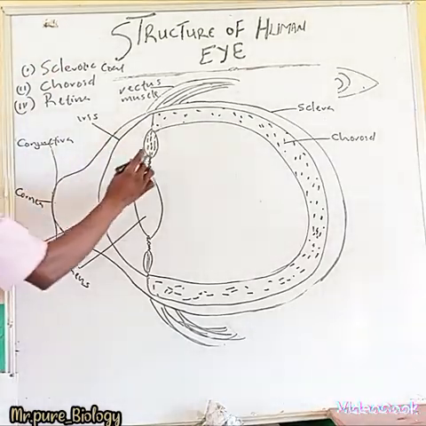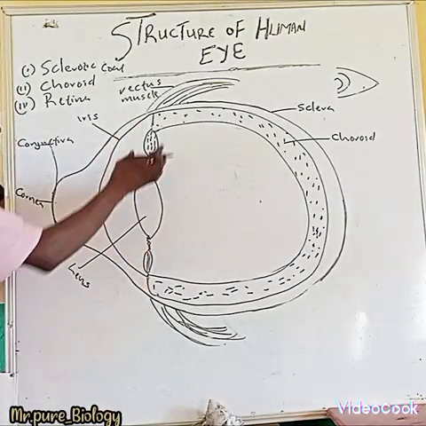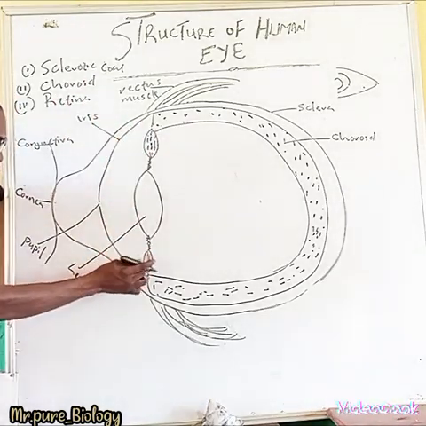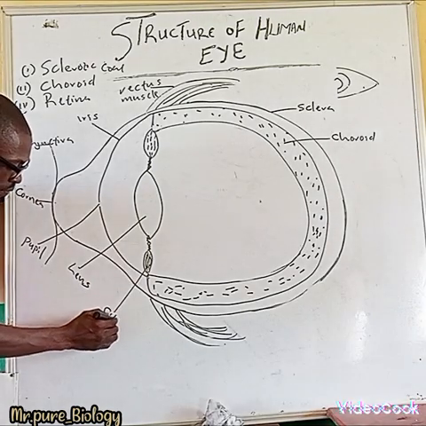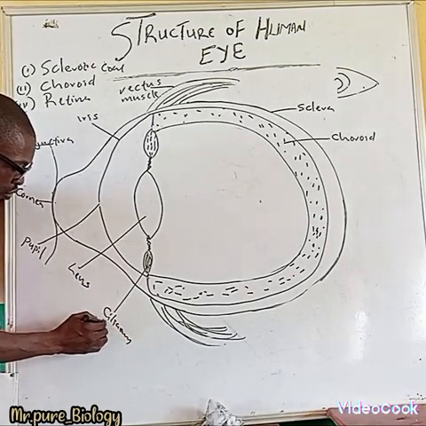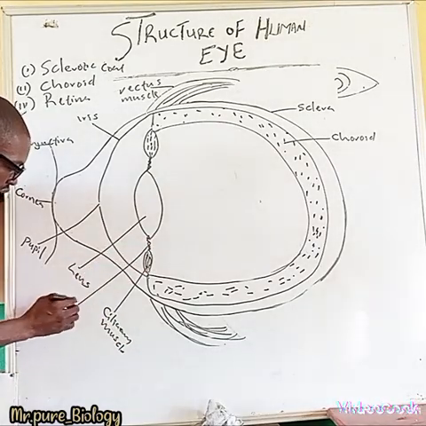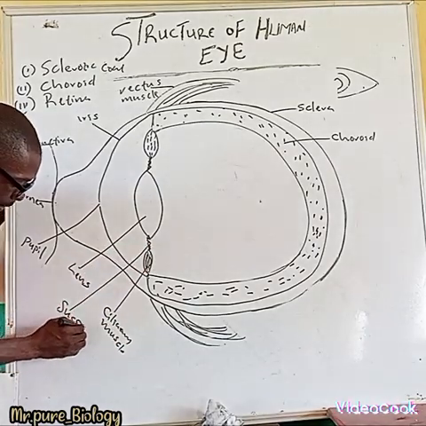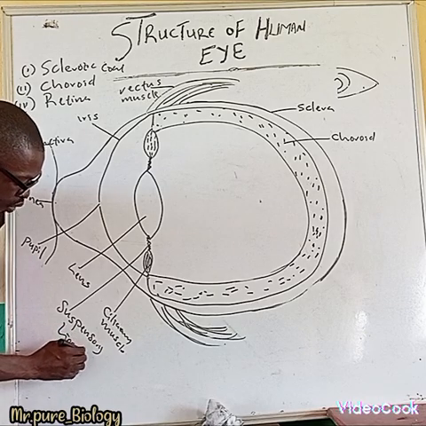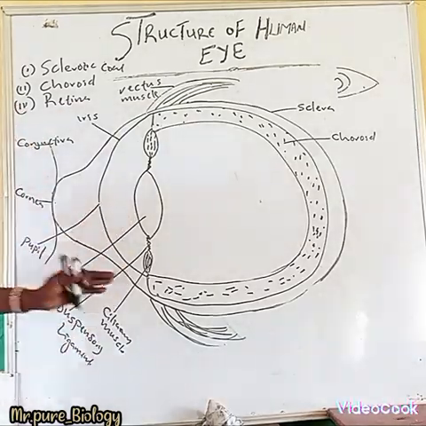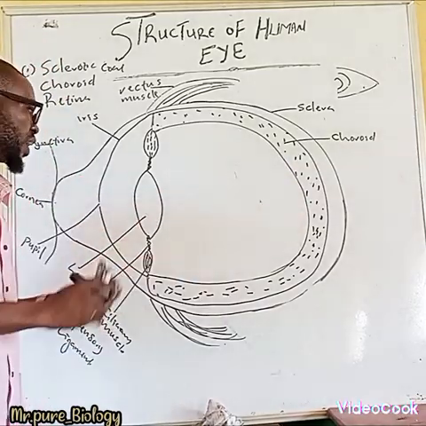Here we now have a suspensory ligament. So let's label it; we can label it here, or here. Because of space, let's use this one. We have a ciliary muscle. And here we have a suspensory ligament, the suspensory ligament that holds the lens in place. So this is all about the choroid.